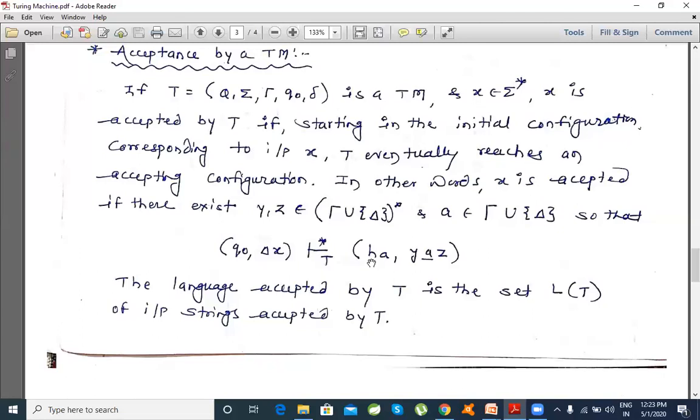These can be specified as an accepting state, but in a Turing machine it is not represented as capital A. HA and HR are two distinct states reserved for the Turing machine. One is for accept and halt, the other for reject and halt. HR stands for halt and reject, and HA stands for halt and accept. The language accepted by T is the set of input strings accepted by T itself. So the definition is very clear.